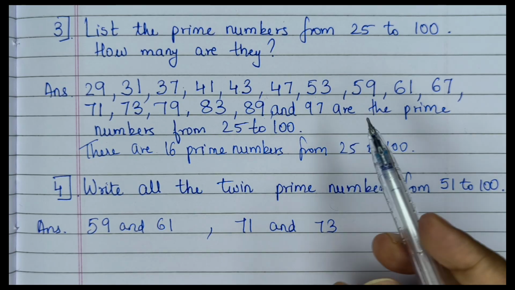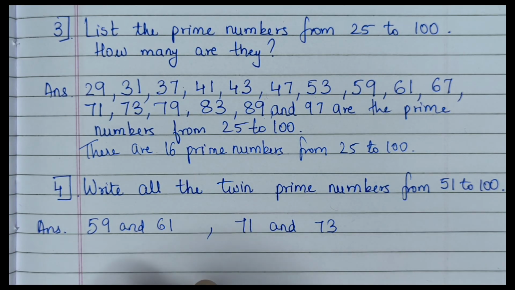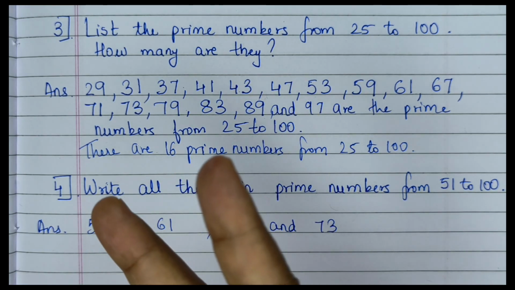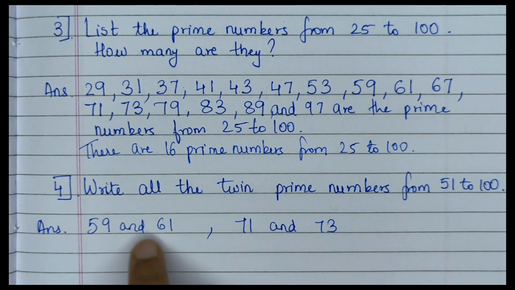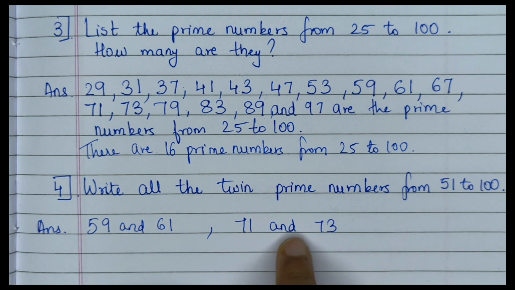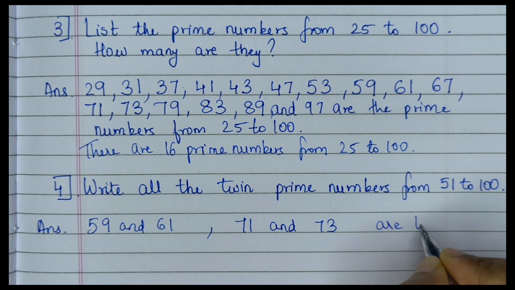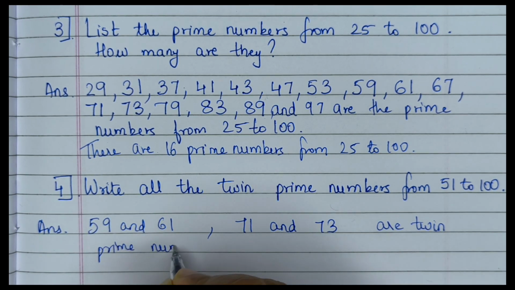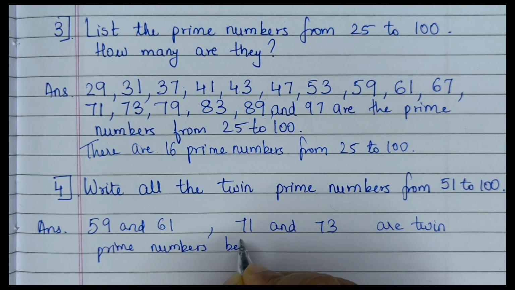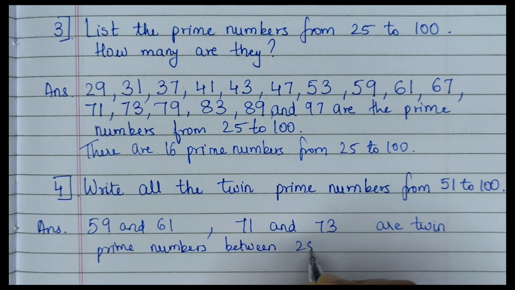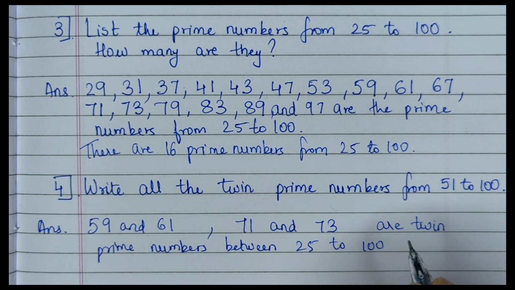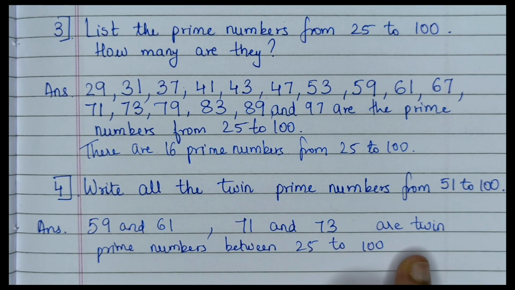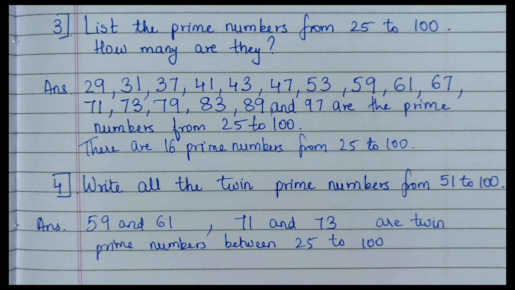Understood? So to be a pair of twin prime numbers, you have to have a difference of 2 between the prime numbers. Understood? So 59 and 61 and 71 and 73. Understood? Are, you can write, are twin prime numbers between 25 to 100. Understood? This one? Okay. Now see the last question over here.